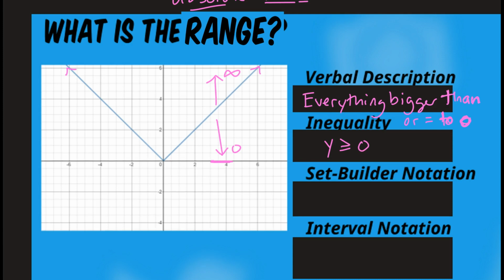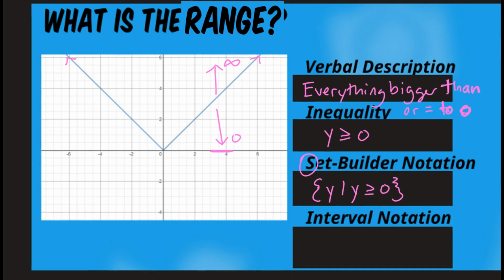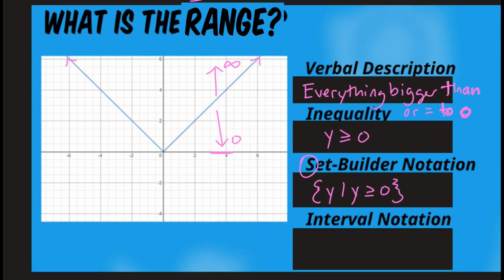Set builder notation, set is squiggly bracket. Ooh, great squiggly. Squiggly bracket, y such that y is bigger than or equal to 0. Interval notation is always read least to greatest, so bottom up. Our lowest value, and we're equal to 0, so we put a bracket. Our lowest value is 0, and our max value is infinity. So that was absolute value.